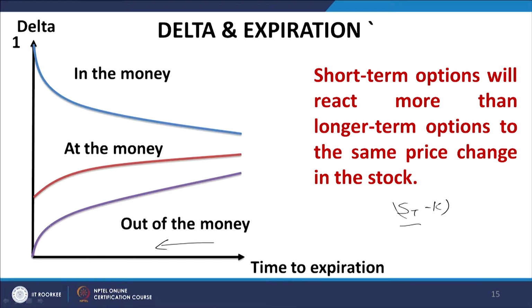Therefore, short term options will react more than longer term options. As you can very well see, for all these 3 options, the slope is higher towards maturity. As the time to maturity is decreasing, the slope is higher, although the slope is in a different direction, the magnitude of the slope is definitely more. And therefore, what does it mean?